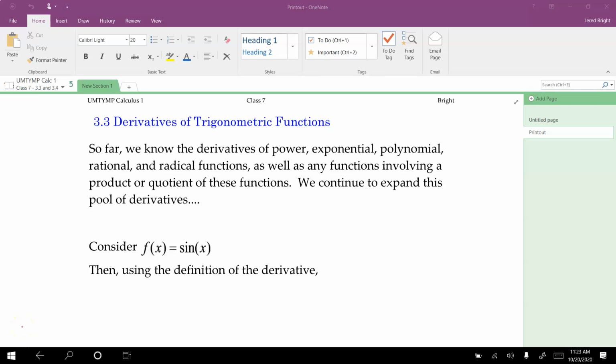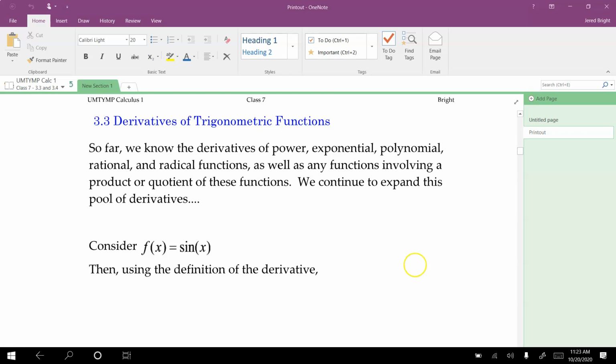So far we know a lot of derivatives and properties for them. Let's look at another class of functions and see if we can find the derivative of those functions. We're going to focus on trig derivatives here first. If we have sine of x, how do we find the derivative?